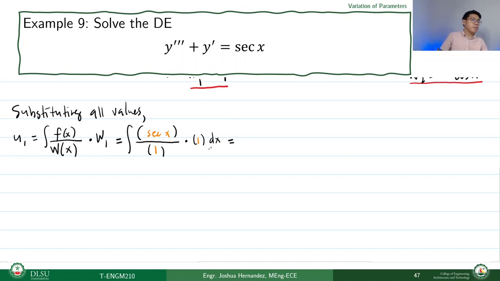And so the integral of secant x, as we know it, is ln secant x plus tangent x. Yan. Alright.